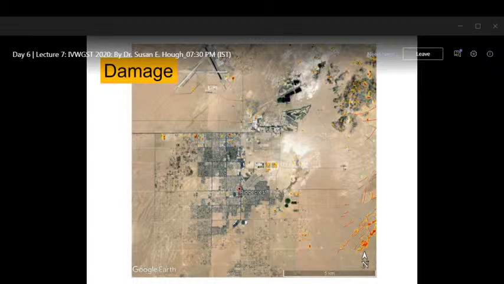The earthquakes happened 15 kilometers away, a magnitude 7.1. And you can see here that you're not seeing very much red and yellow. There was very little damage in this town, which is quite close to the earthquake.